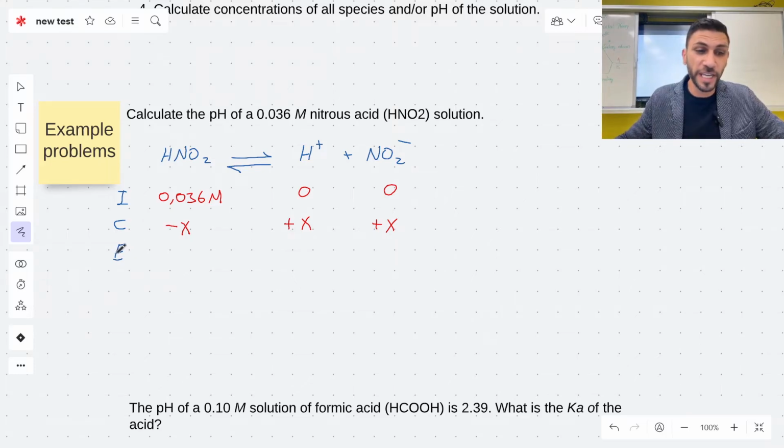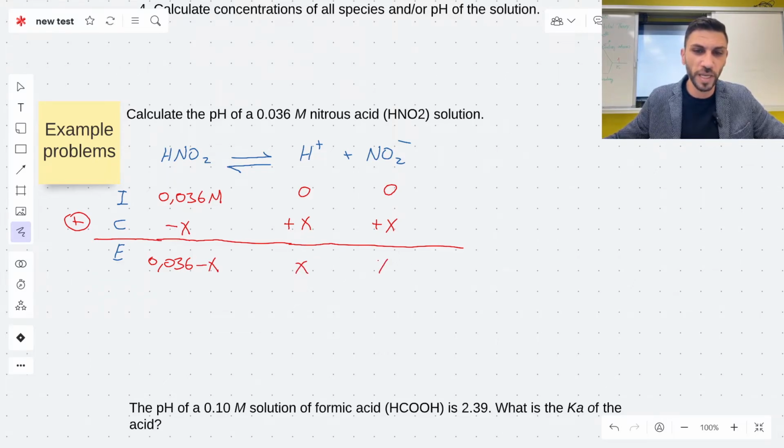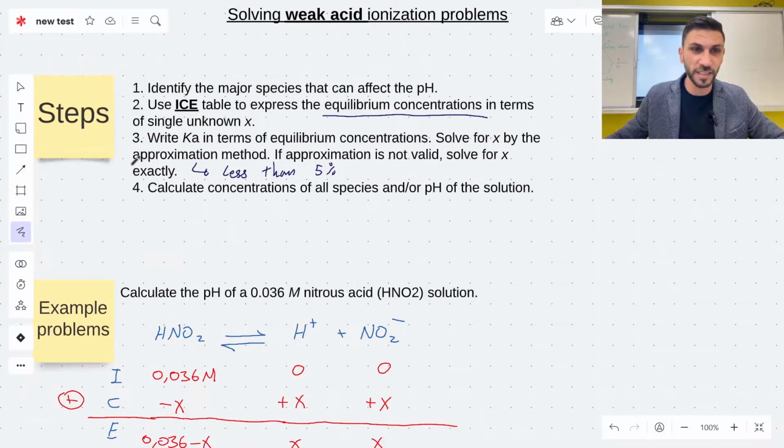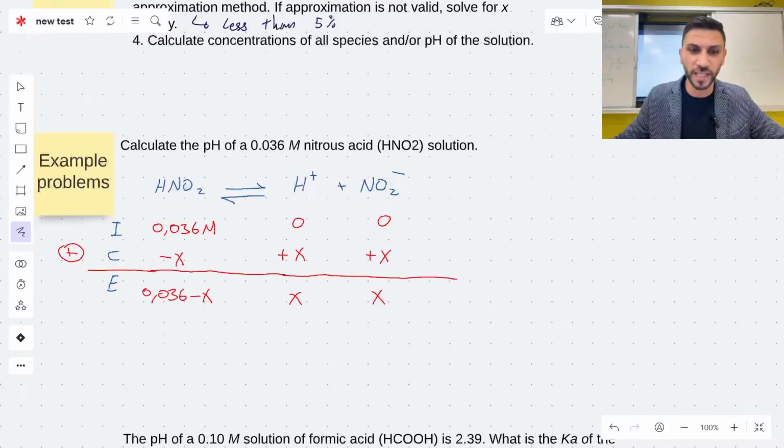Now, in the equilibrium, we need to add the change and the initial. So basically, it's going to be the first step plus the second step, we add them together. So it's going to be 0.036 minus X, and here is X, also X. Now we have the concentrations, as you can see here, in terms of a single X. We have only one unknown, which is X.